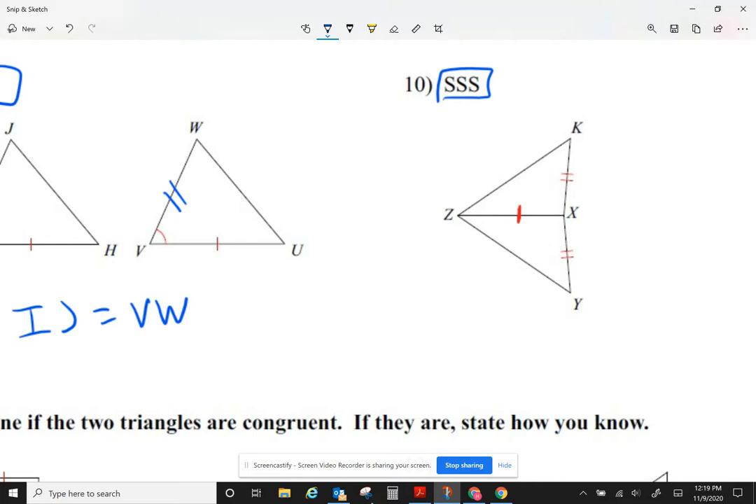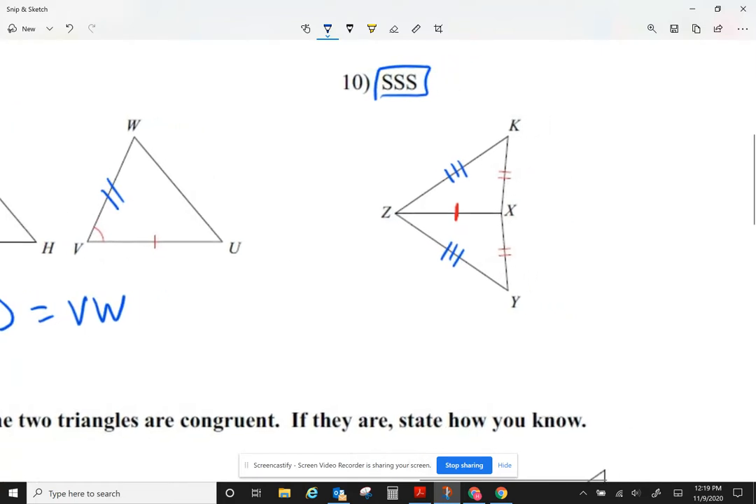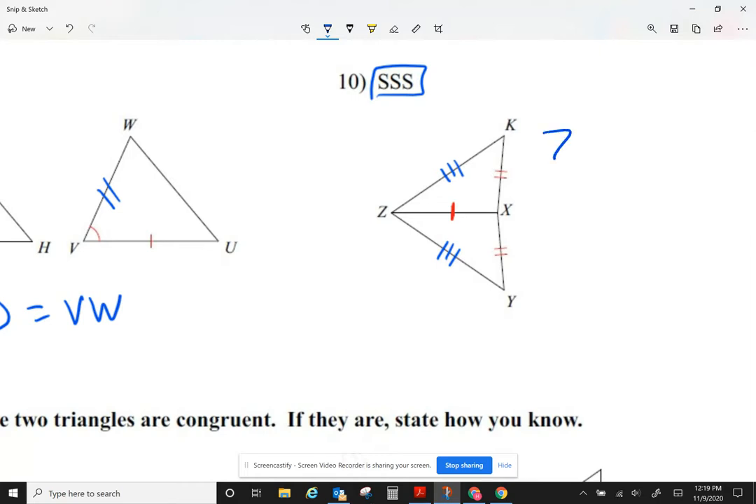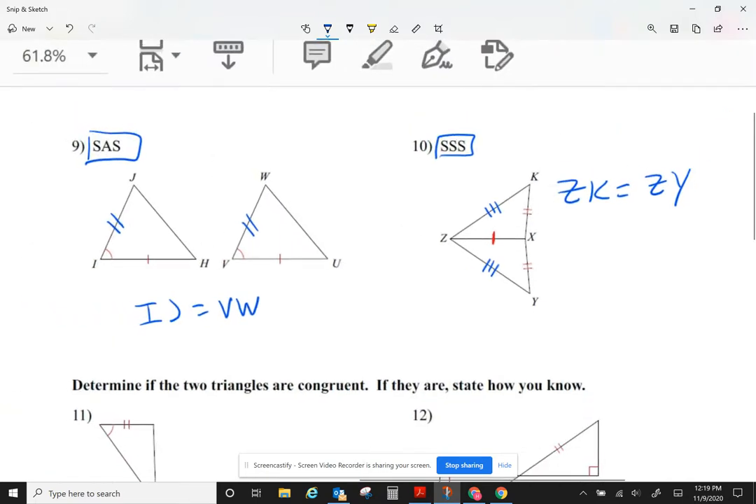So in one triangle, I'm going to say I need this side. I'm going to use 3 slashes. And then on this other triangle, I need this side. So for a side, I use two letters. I'm going to say ZK equals ZY. All capitalized. When you're dealing with a side, you use two letters. The order of the letters does not matter.